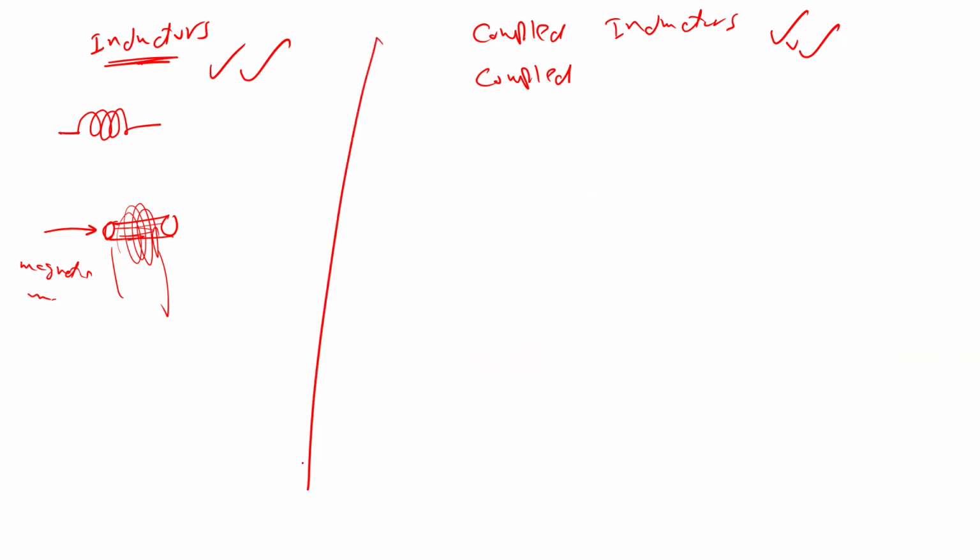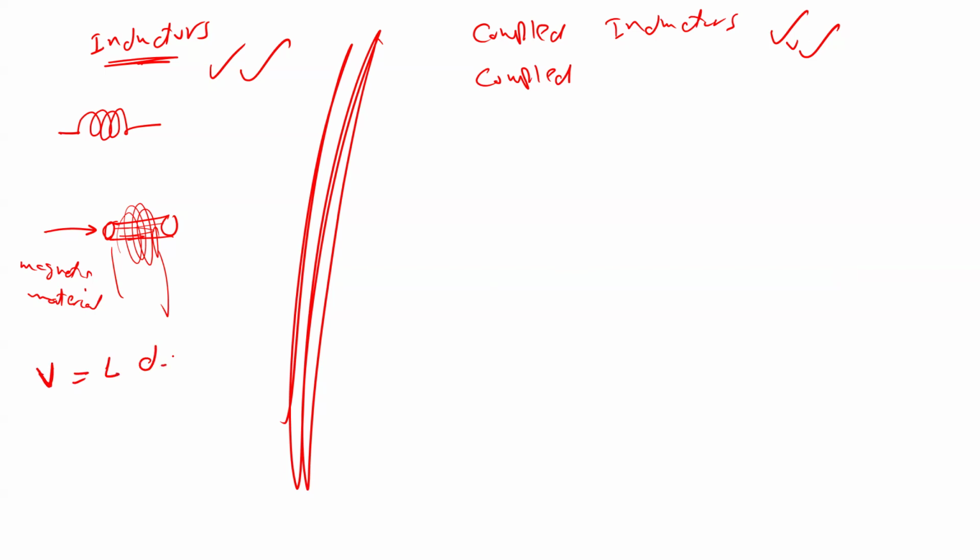I just want to show you what I want to explain: what is the difference between the inductors we used before and what we mean by coupled inductors, and how they are similar, how they are different. So here, as I told you, we have only one coil. I turn this coil across a core of magnetic material. And as I told you before, the voltage should equal L dI divided by dt.